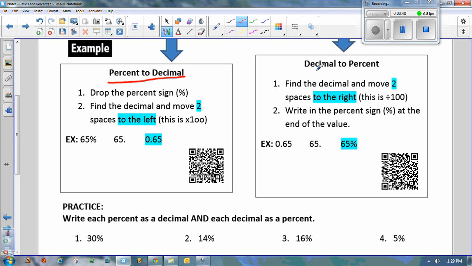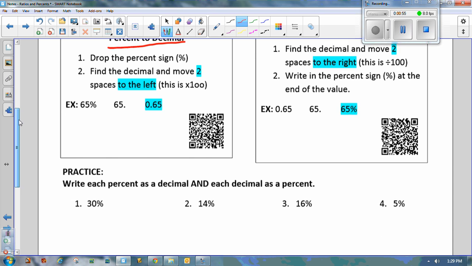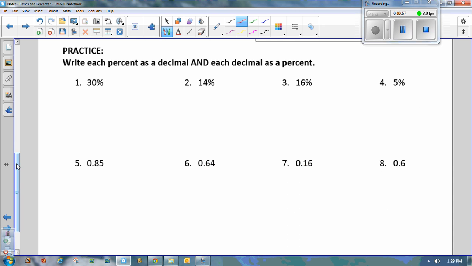On the next part, we're going to take a decimal and go backwards back to a percent. So we're going to find that decimal. We're going to move it 2 spaces to the right. This is multiplying by 100. Then we're simply going to write our percent sign in at the end of the value, and we have our percent. So let's take a look down here at the practice.